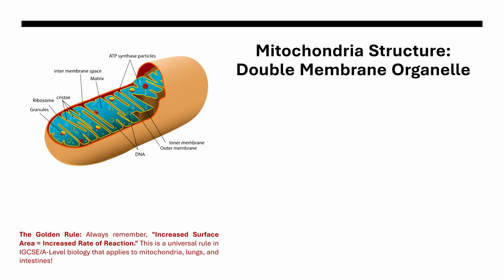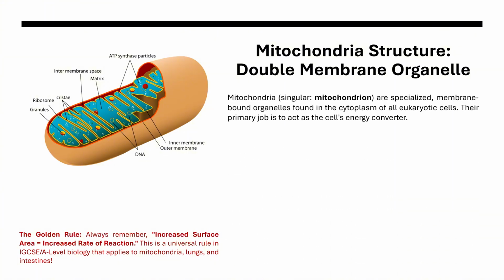Now we move to one of the most hardworking parts of the cell, that is the mitochondria. Whether it is a muscle cell in an athlete or a leaf cell in a tree, mitochondria are found in almost all eukaryotic cells. But what is their primary job? Their primary function is to act as the cell's energy converter, meaning they convert cellular energy.